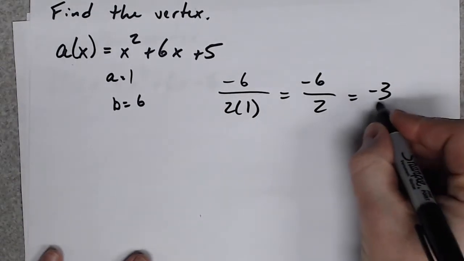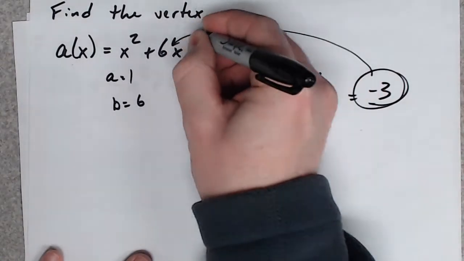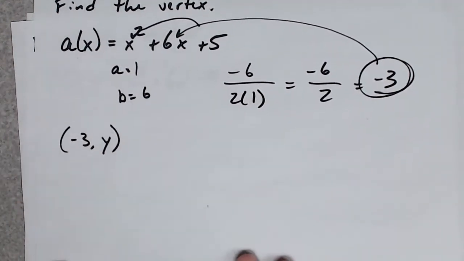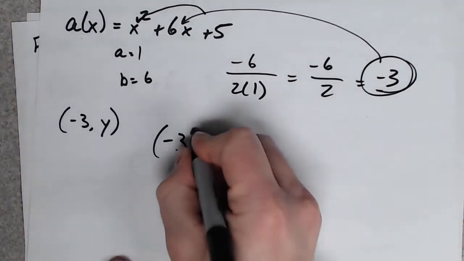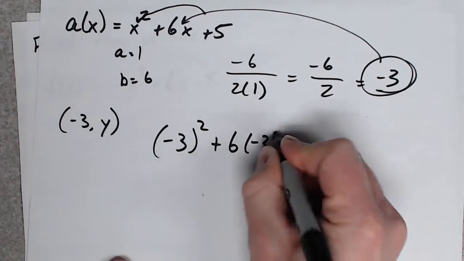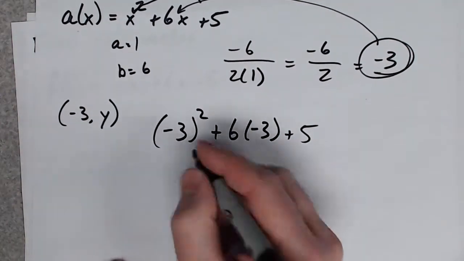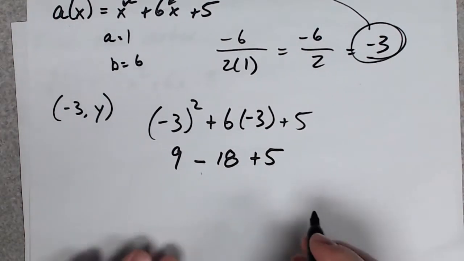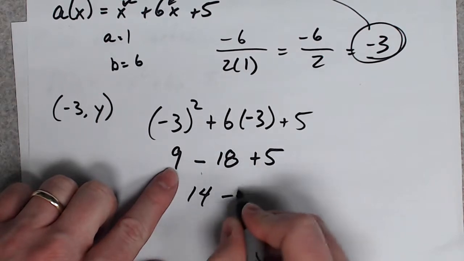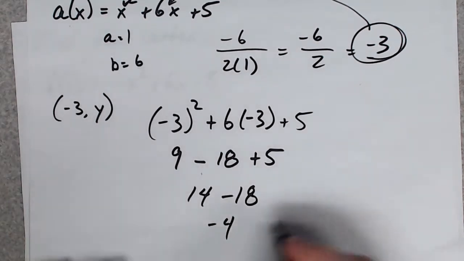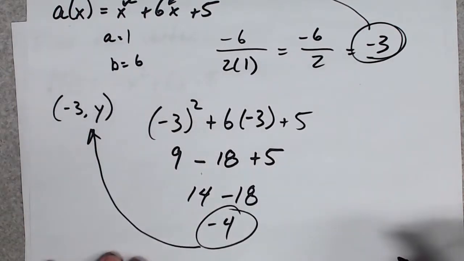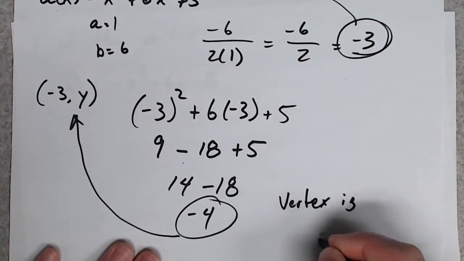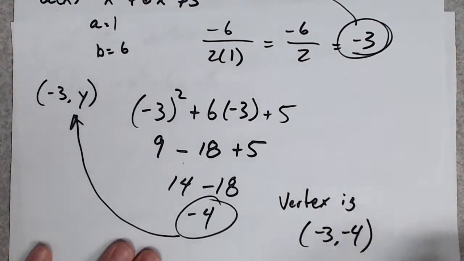What do you do now? You take that and plug it back in, and you're going to get your y value. So let's plug that back in. Negative 3 squared, 6 times negative 3, plus 5. 9 minus 18 plus 5. 9 and 5 make 14, minus 18 is negative 4. That is your y value right there. So your vertex is negative 3, negative 4.